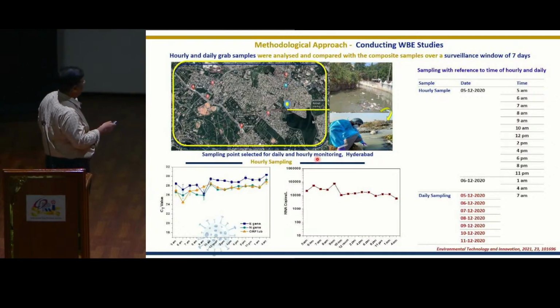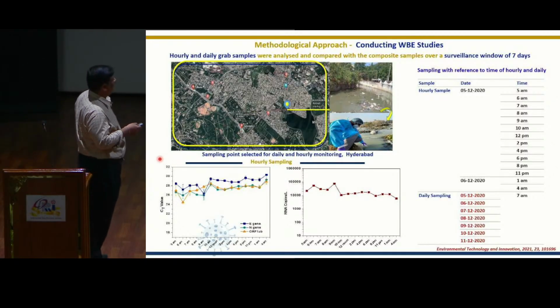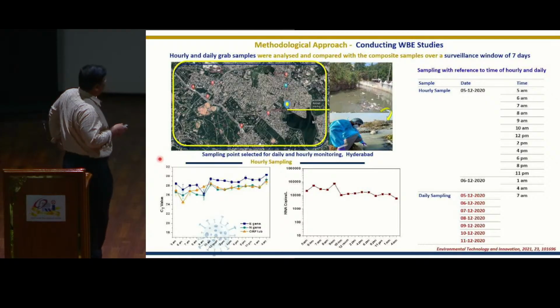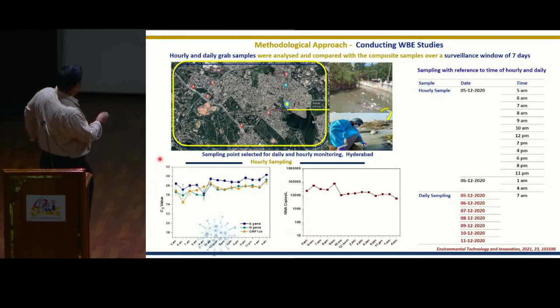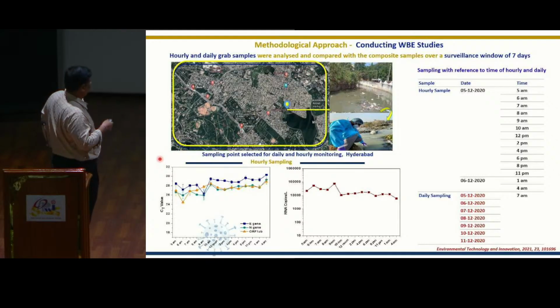We tried to collect samples starting from 5 a.m. to 7 a.m. the next day, every hour continuously, and you can see the CT values here. We can observe that RNA copies or CT values are higher with infection rate, particularly from 5 a.m. to 12 noon, about 9 a.m., during which most of the domestic activities take place.